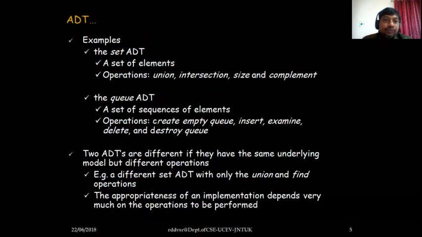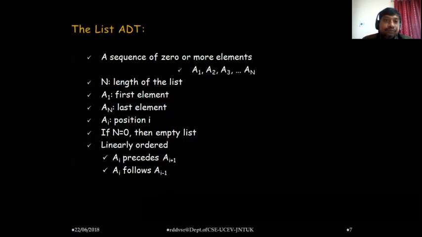So let's move into the definition. What is a list? Basically, a list is a sequence of zero or more elements, as shown here: a1, a2, a3, and so on up to an. A sequence of zero or more elements with some properties. Say the length of the list is n here. There are n elements in the sequence.